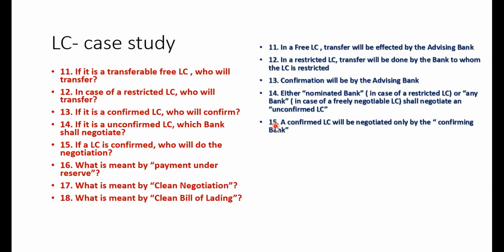Agreed? Now that is point number 1, clear. Who has become the advising bank? The correspondent bank of the LC issuing bank. The LC issuing bank is Citibank New York. So they have sent the LC text message to SBI main branch, SBI Chennai. So SBI Chennai will become the advising bank.